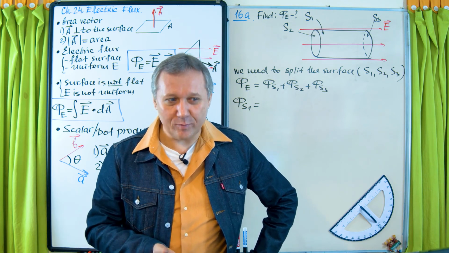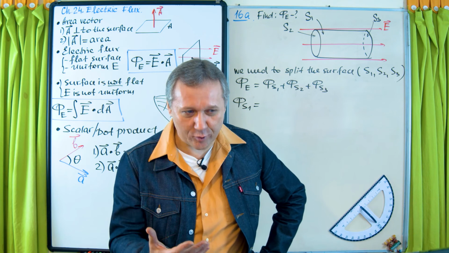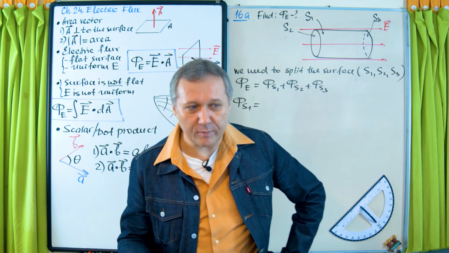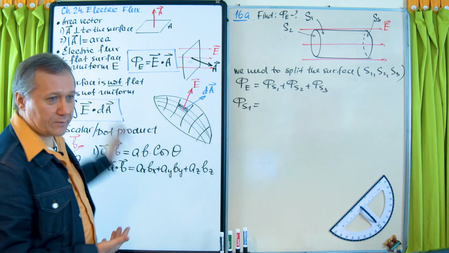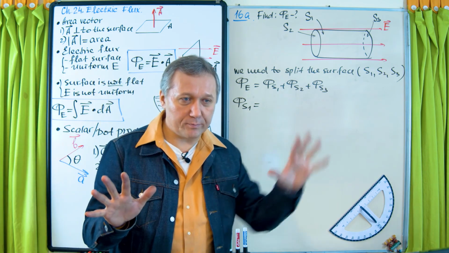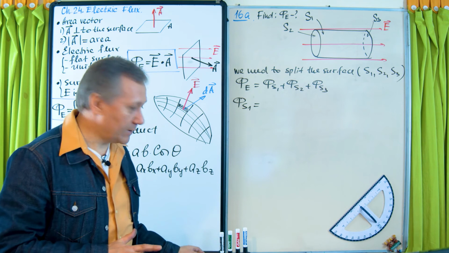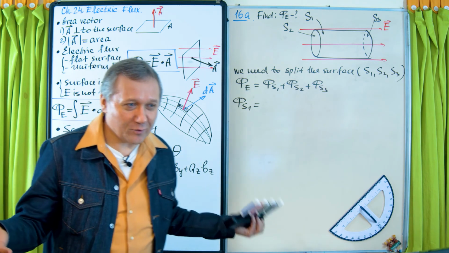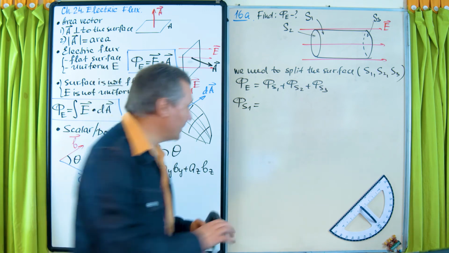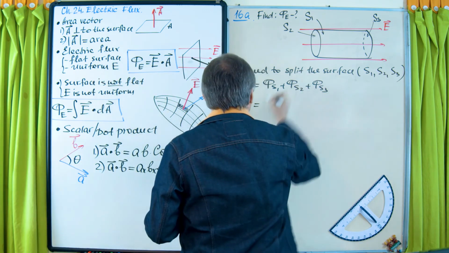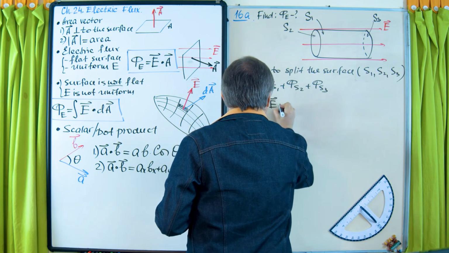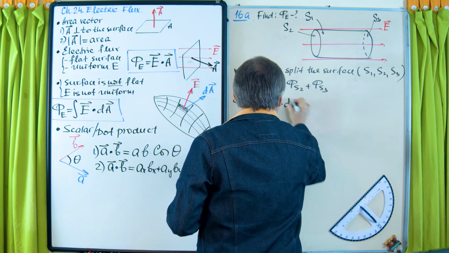So, of course, the flux will be 0. But again, it's a conceptual approach to justify. Of course, we should be able to do it mathematically using this formula. But you're absolutely right, because electric field lines are parallel to that cylindrical wall. Parallel means they're not physically crossing it. Okay, but anyway, it's not flat, so I have to use an integral E dot dA.